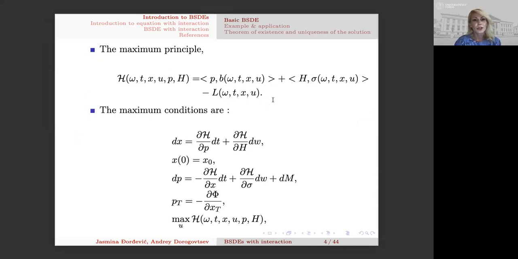They solved this problem via the maximum principle. They define the Hamiltonian, for which they imposed a sequence of maximum conditions, and in one of them a BSDE occurred. This is the differential with respect to process P, and it has a final condition. After that, many authors tried to generalize this equation because in this condition only the linear form of BSDE occurred.